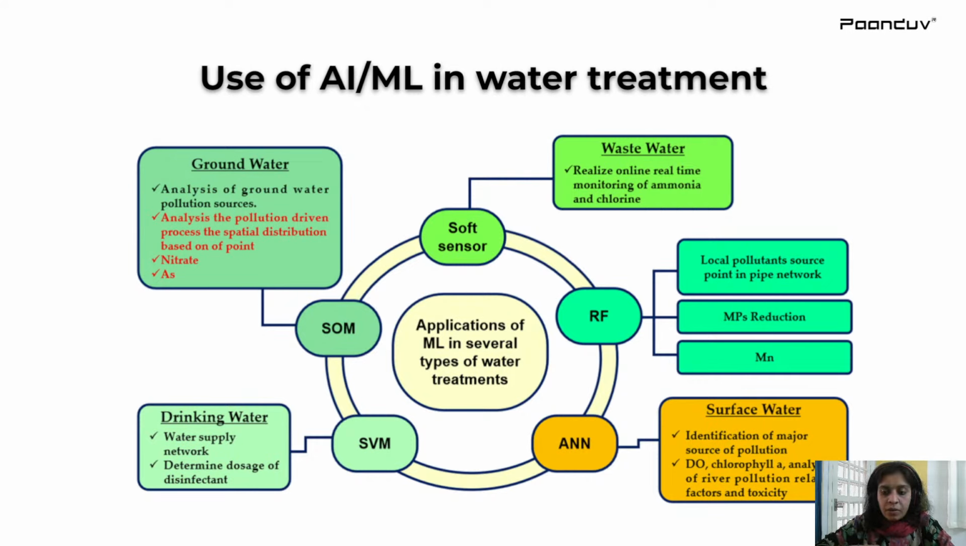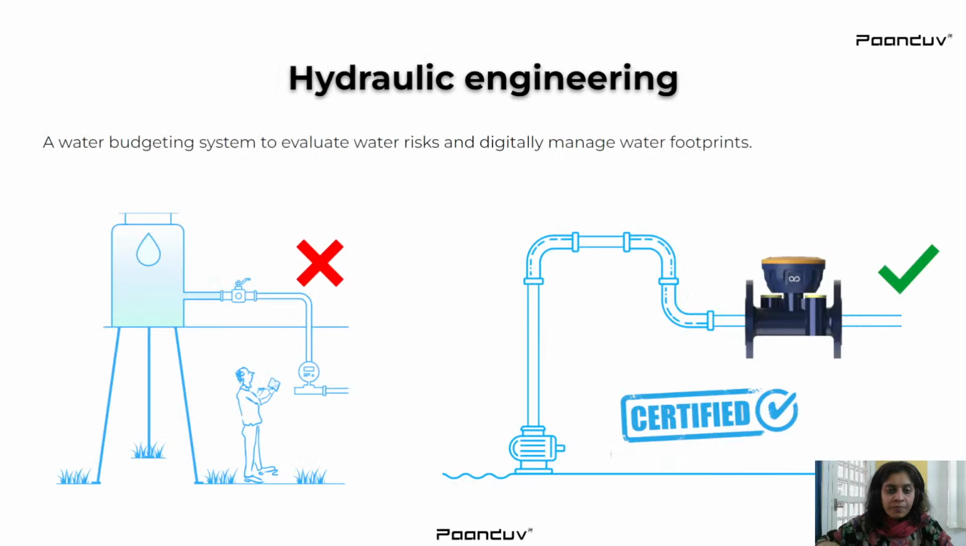Apart from that, you can identify the major source of pollutions. You can also check all the pipelines, pipe network, and local pollutant source point through that. You can also identify the major sources of groundwater pollution, and whatever data you have, you can use it in a more meaningful manner rather than keeping and dumping the data for no use.